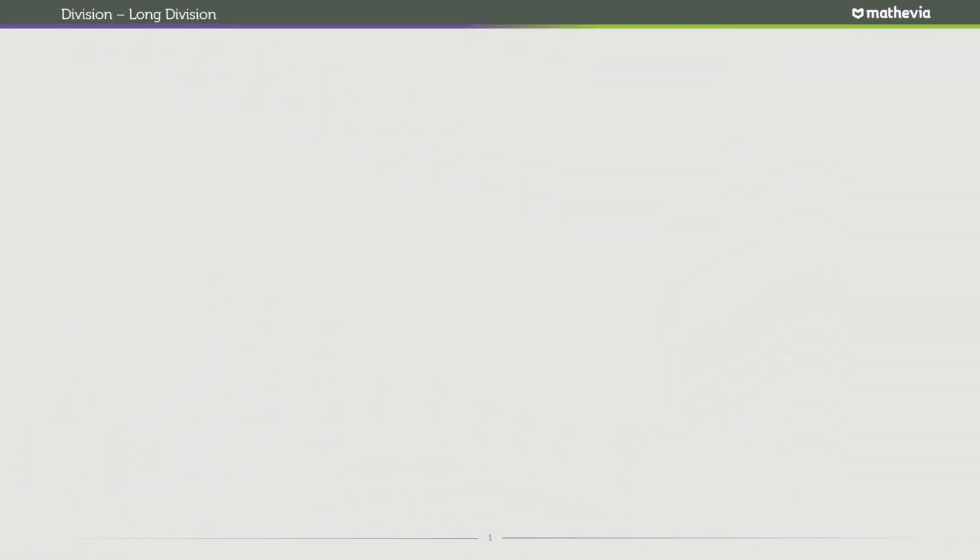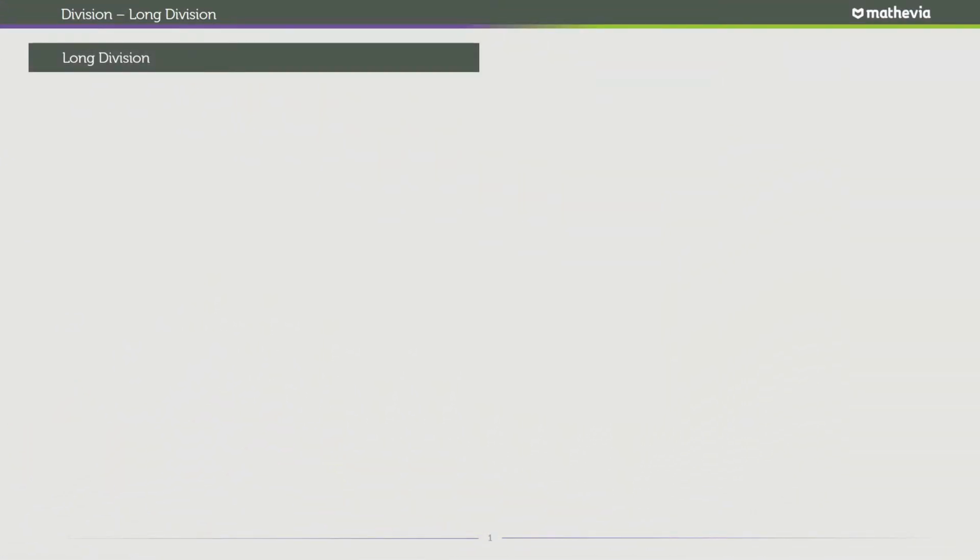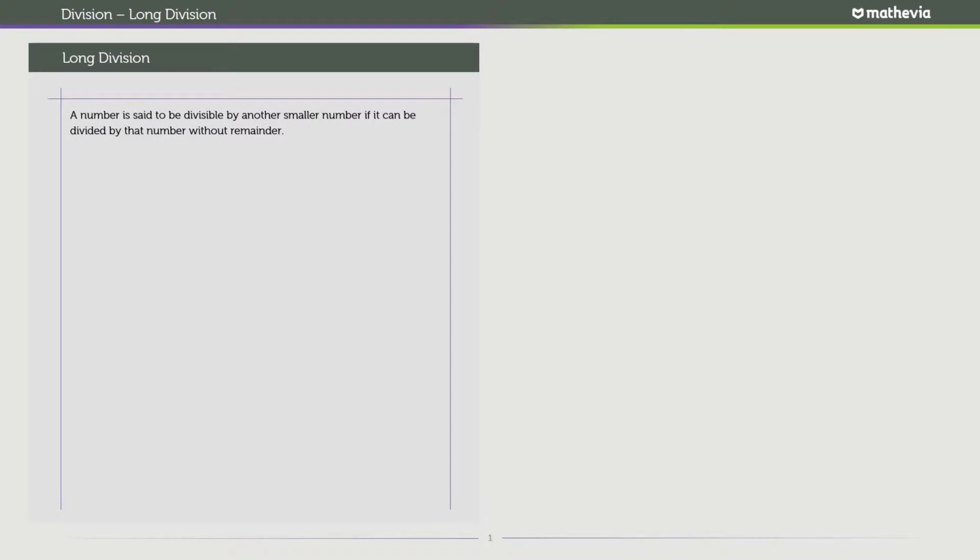So, long division. In the last lesson, we learned how to identify numbers that are divisible by 2, 3, and 5. This time we're actually going to be dividing numbers by 2, 3, 5, and other numbers, and we're going to be doing long division. Let's do some recap. From our last lesson, we learned that a number is said to be divisible by another smaller number if it can be divided by that number without remainder.